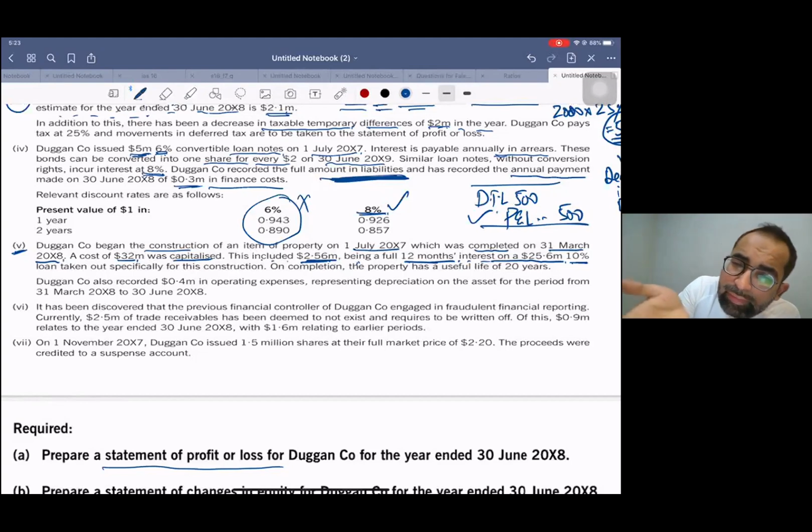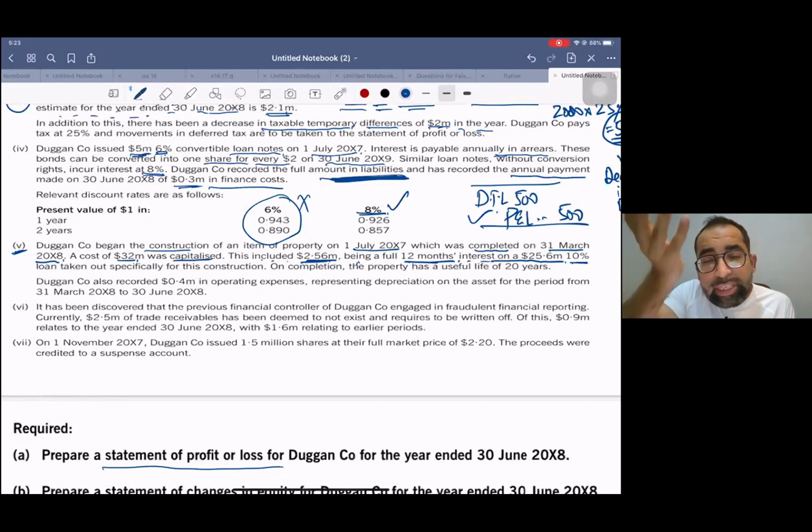So now when they have increased the value of their asset, that means they have calculated extra depreciation as well. We all know when the value of an asset goes up, the depreciation expense also goes up. So they must have booked extra depreciation in the last 3 months. Let's have a look.